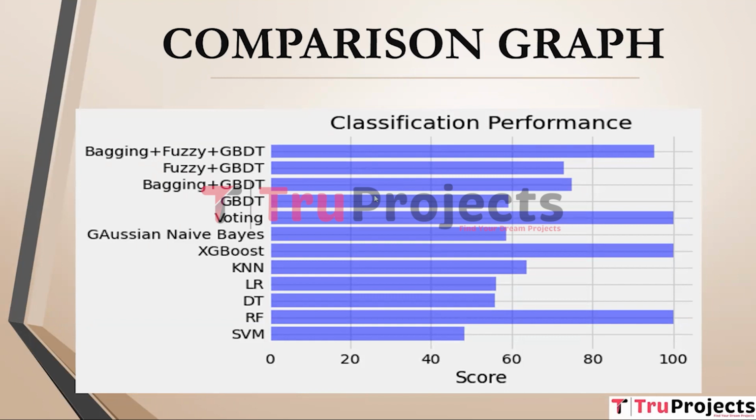This is the comparison graph of the project, where the x-axis represents the accuracy score and the y-axis represents the algorithm names. And here we are using the voting classifier for the prediction purpose in the interface because it is performing well.